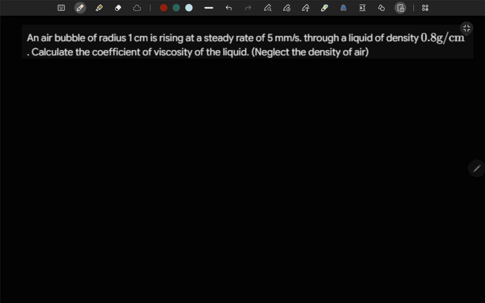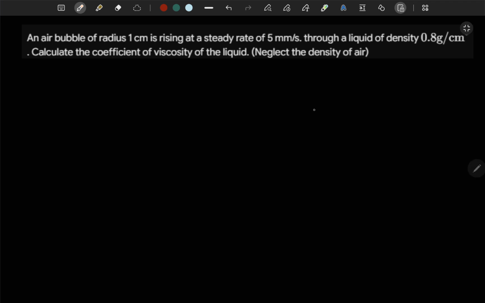Another type of question for the same topic, viscosity: we have an air bubble of radius 1 cm rising at a steady rate of 5 mm per second through a liquid of density 0.8 gram per cm cube. Calculate the coefficient of viscosity of the liquid.